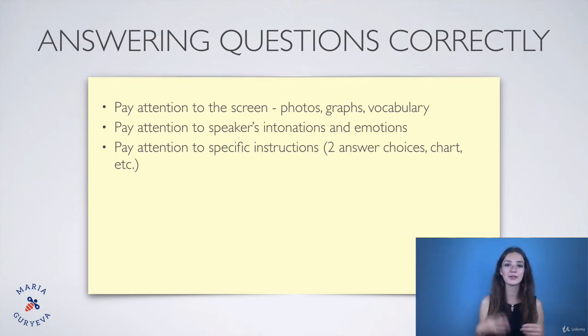What is this question? Is it a multiple choice question? Is it a chart? Is it just one answer? Is it multiple answers? So pay attention to the instructions so that you don't make mistakes.